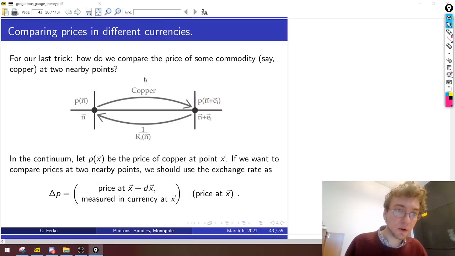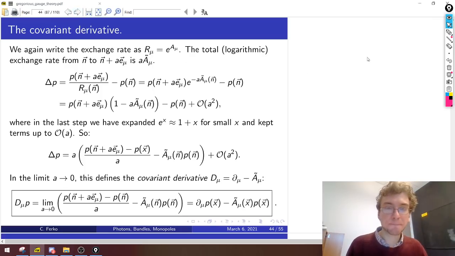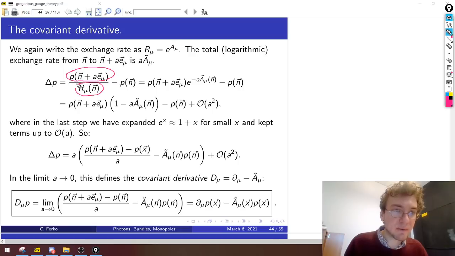So what does this delta look like where we use this exchange rate? Again, 1 over r is the exchange rate you would use to go back to the left. So mathematically, what does this look like? Well, it's a little dense, but if we again write the exchange rate with this exponential, r mu is e to the a mu, and use this a tilde, which is log exchange rate per unit distance, then the total exchange rate between n and n plus a e mu is this, lowercase a times a tilde. That's the total exchange rate. So what I should do to compare the prices is I take the price in the wrong currency. This is the price in the wrong currency. I divide by the exchange rate to turn it into the right currency, and then I subtract the price I'm comparing it with.